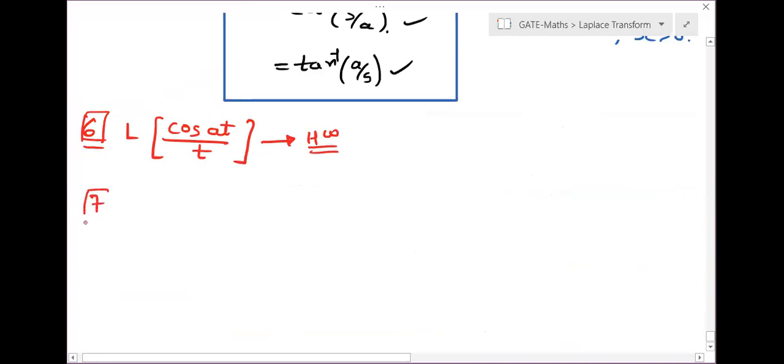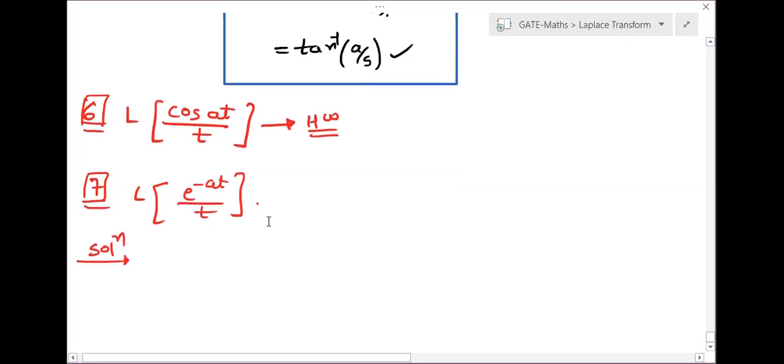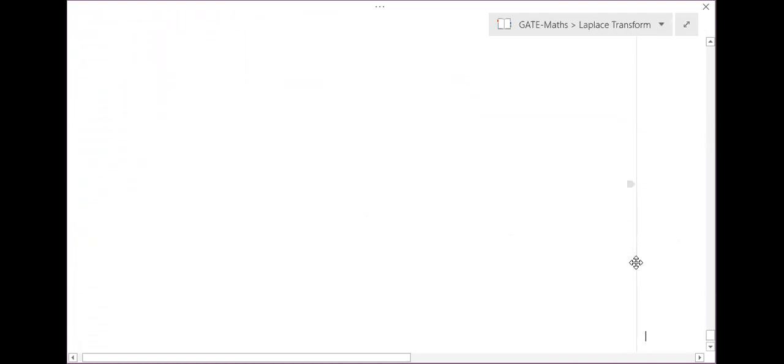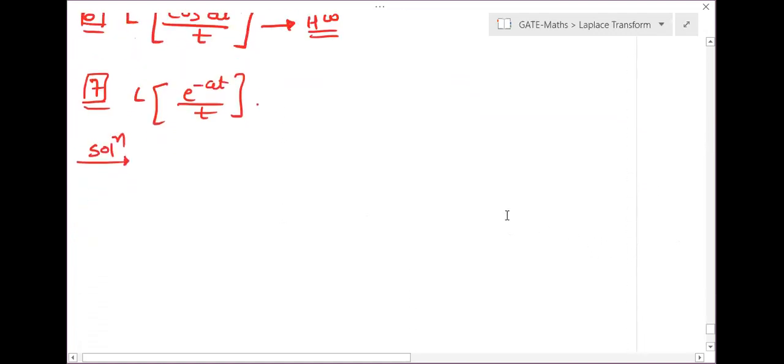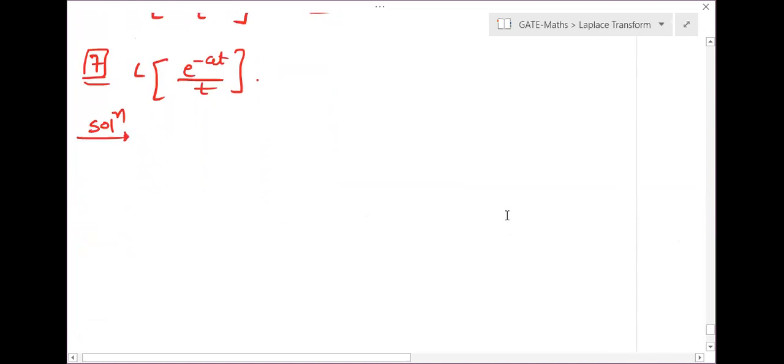Question number 7: Laplace of e to the power minus at divided by t. Now tell me how we can proceed over here. Again, you are having e to the power minus at. So we can do this question in two different manners. First, you can use the division by t property. Or next, you can use the first shifting property, and you can find Laplace of 1 upon t. But can you find Laplace of 1 upon t?